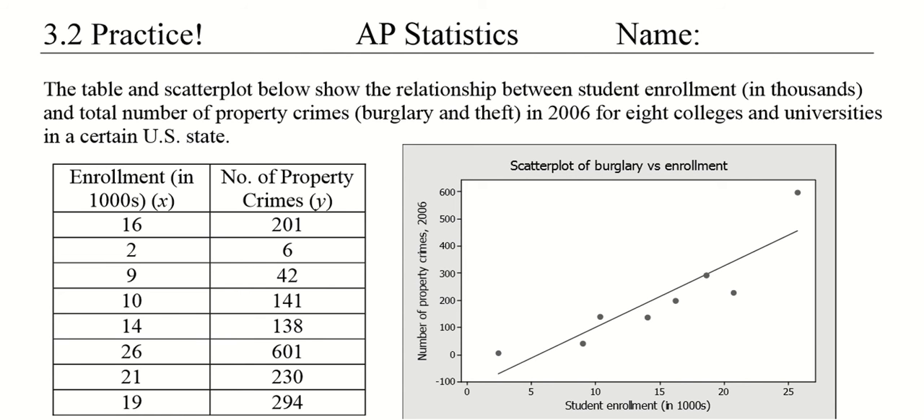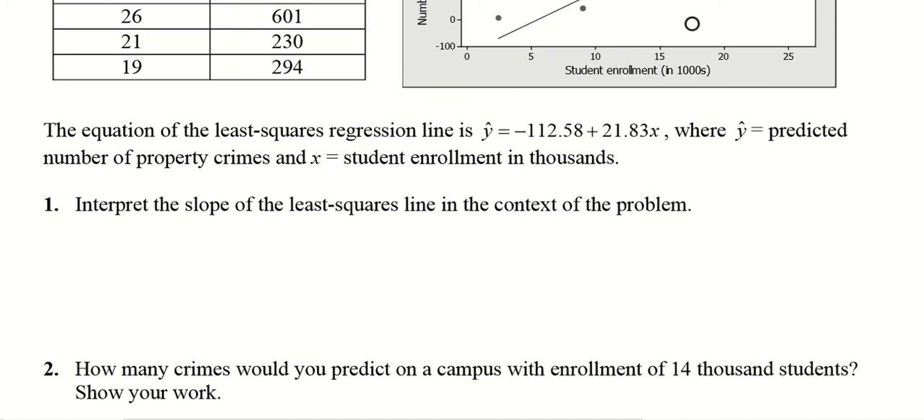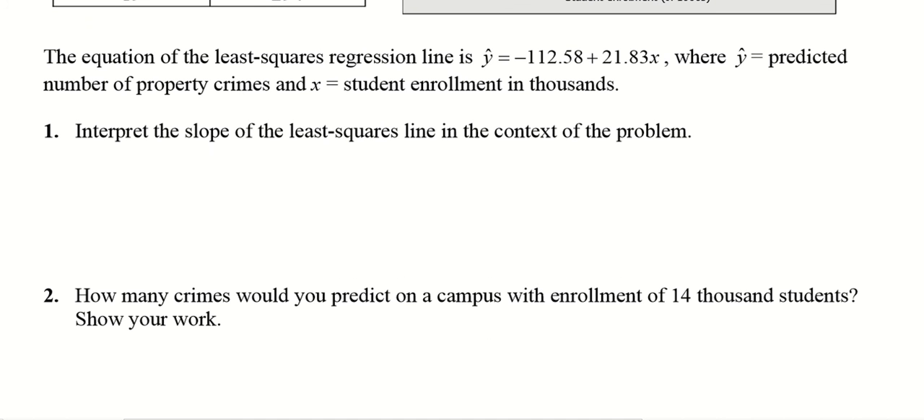So here's the context. We are talking about the relationship between student enrollment in the thousands and the number of property crimes, which include burglary and theft, in the year 2006 for 8 different colleges and universities in a specific state. So, what is our first question? They give us the equation, like I already said. They've defined the variables. Nice.